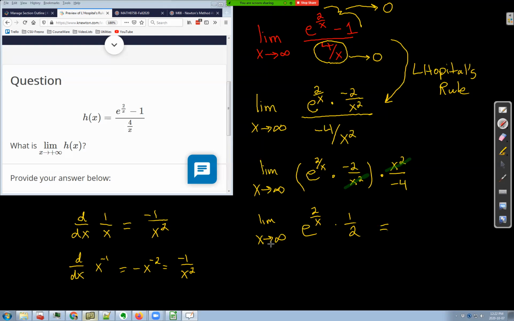I guess you're not really doing direct substitution technically because infinity is not a number. But the idea here is that as x gets really, really big, this fraction is going to get really close to 0. So as x gets really big, 2 over x gets really close to 0. So that limit is e to the 0, and e to the 0 is just 1. So my final answer is 1/2.